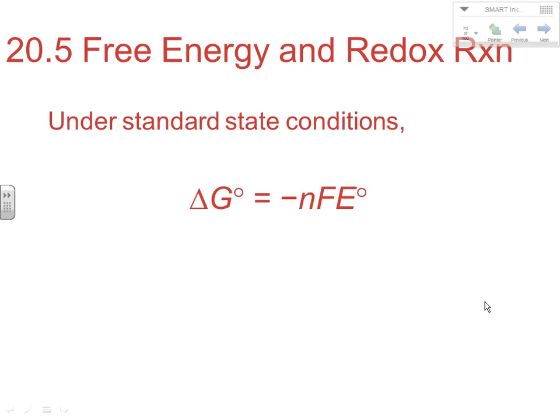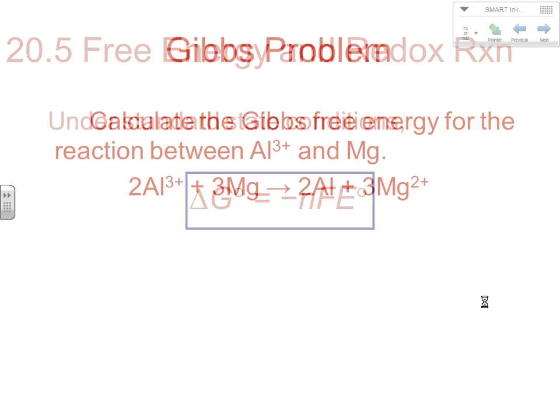Now, under standard conditions, we put the little nots there, and we would have this equation. And remember, this equation is on the AP constant sheet, so it's not one you have to memorize. You just need to understand what n stands for, what F stands for, and what E naught stands for.